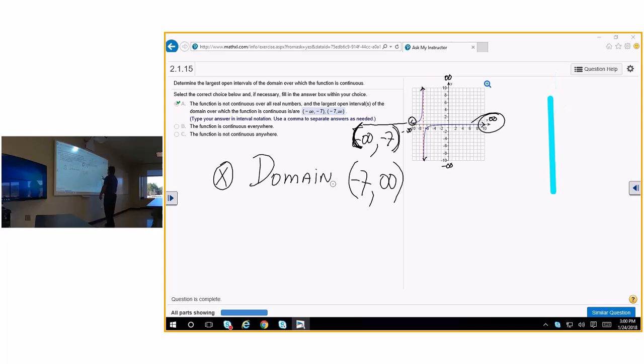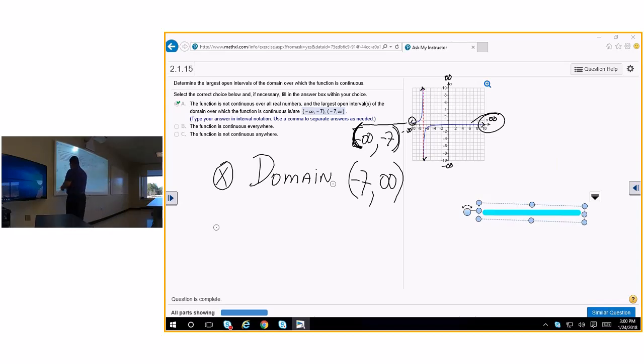All right, now you can do the same thing with the y-axis for your range. So we're going to turn this thing this way. That's your eyeball. All right, and we're going to find the y values that are in this function.